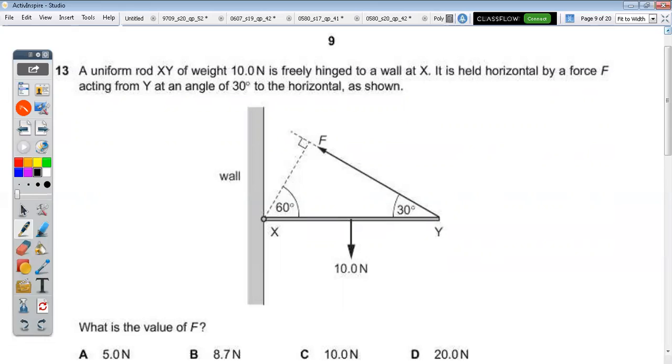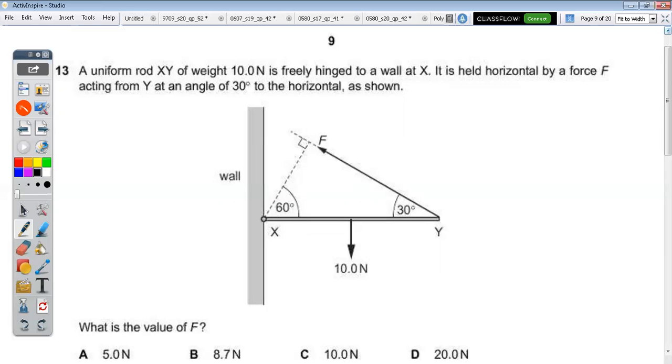So is it in equilibrium? It's in equilibrium. You can agree? Yes. So in equilibrium, what do we know? We know that the clockwise moment is equal to the anti-clockwise moment. Are we told the distance? No. But we are told the weight.